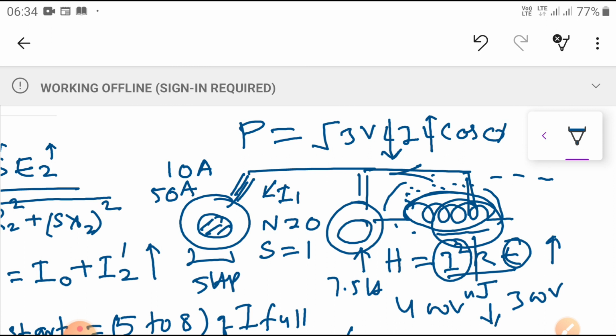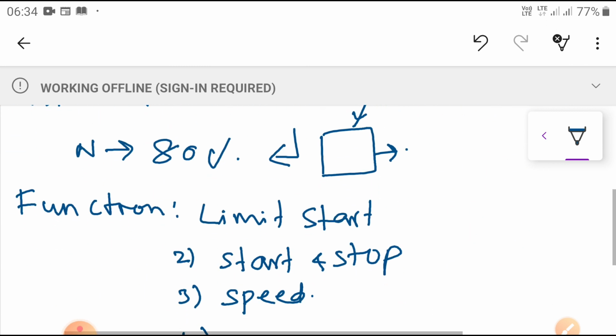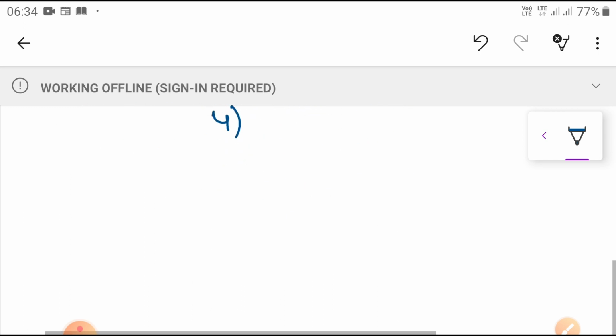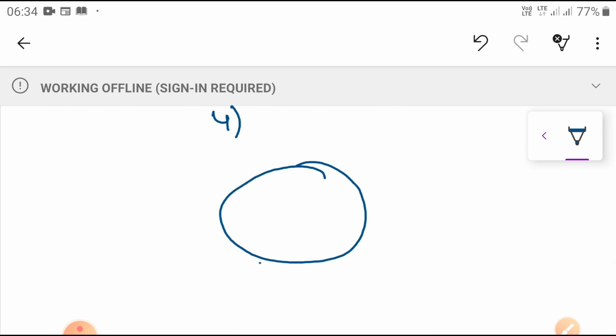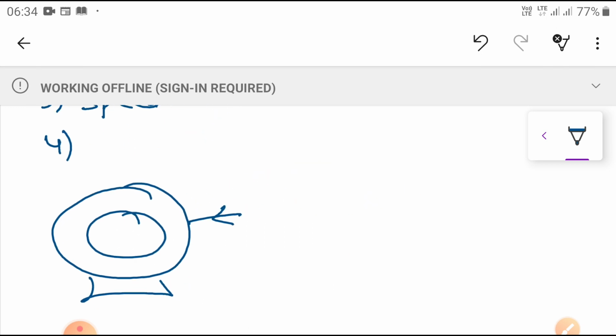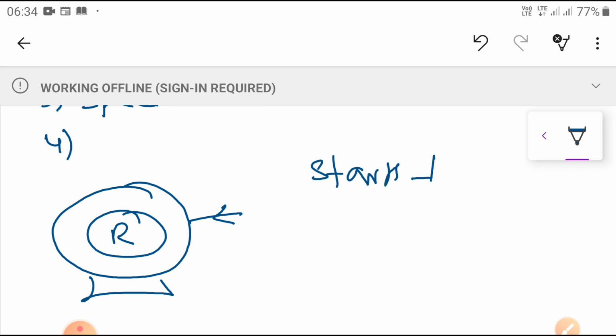That is unadvisable. Hence, we require the starters. The starters can be used in our induction motors from stator to rotor side. So, I can use the stator side to limit the current. Here, this is the rotor side. Starters can be used at the stator side and the rotor side.